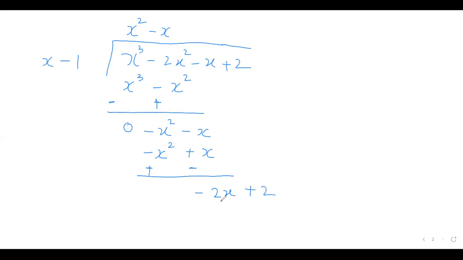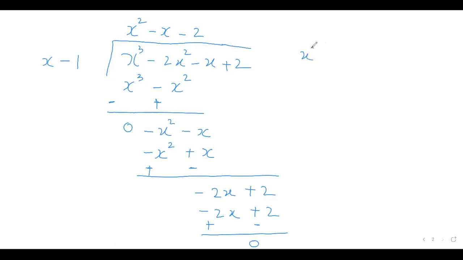So what should I multiply with x so that I get minus 2x? So I should multiply it by minus 2. Minus 2x plus 2. So yes, when you subtract it, you will get 0. So we got the quadratic quotient. So now we need to do the splitting of middle term.